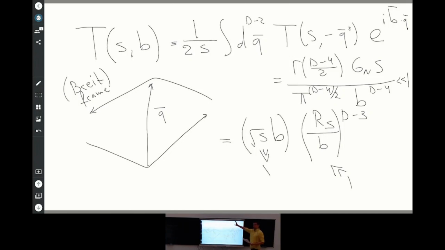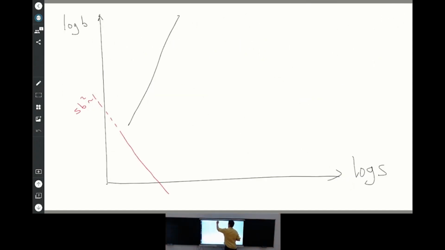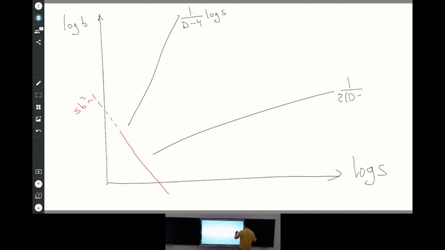It means that the tree-level interaction is very weak. So let's see which region in the b plane it covers. We see that this formula, with some fixed but very small parameter, scales as s to the power 1 over d minus 4. So in this plane we have this line, 1 over d minus 4 log s. And here we have this line, which is 1 over 2 d minus 3 log s.